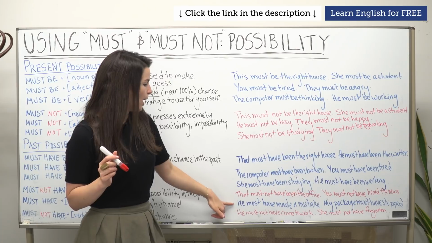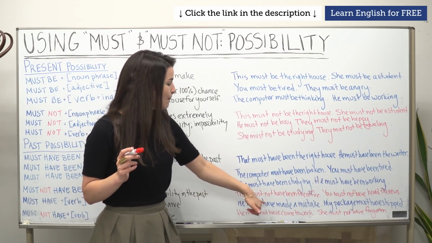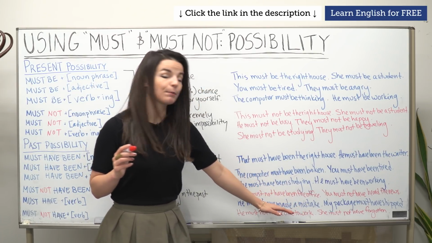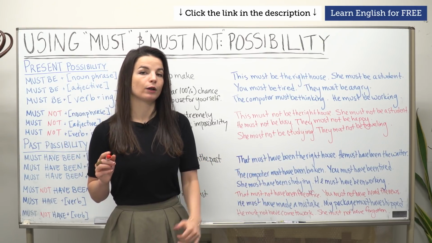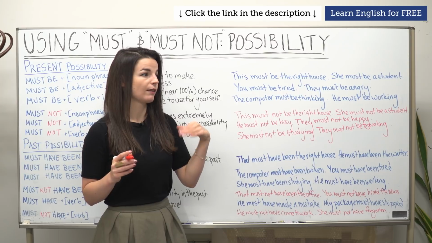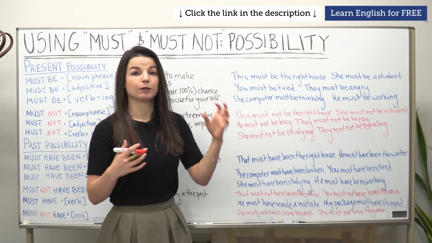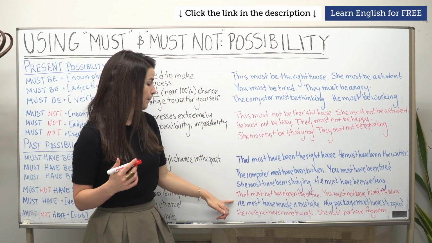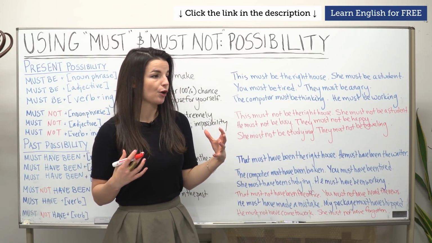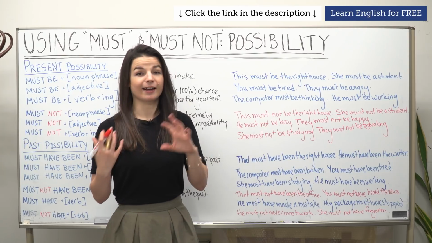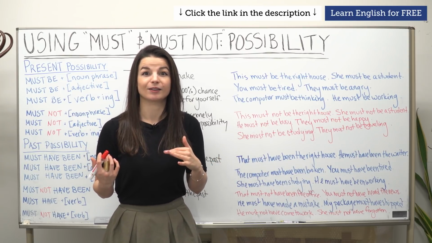In this case, we use he must have made a mistake. So here's the past participle form of the verb, must have made a mistake. Or they must have gone to somewhere else. Or they must have whatever. We can use the past participle form of the verb here to show a past activity, a past possibility situation.